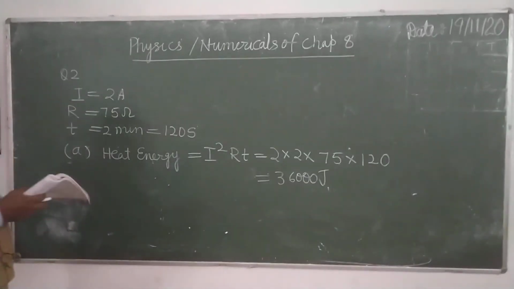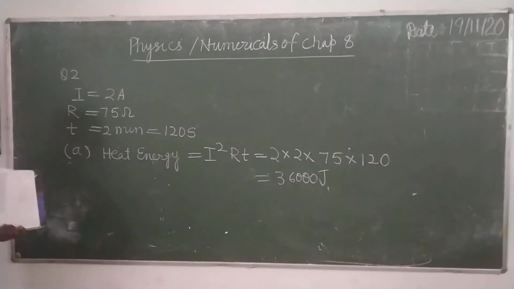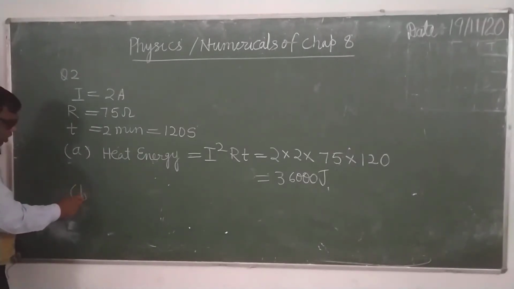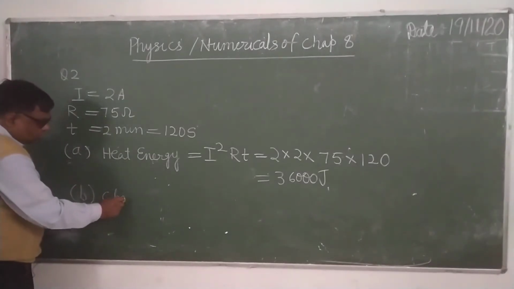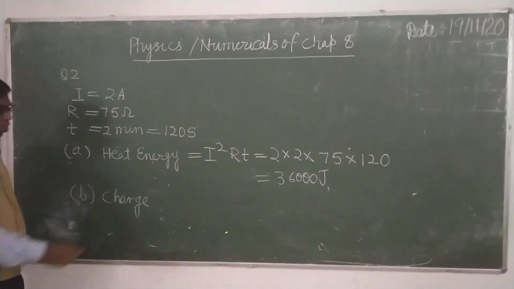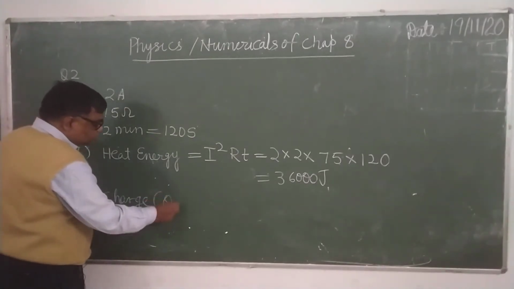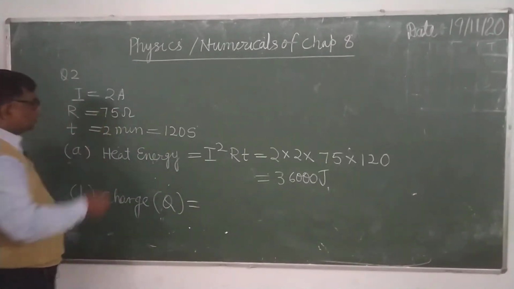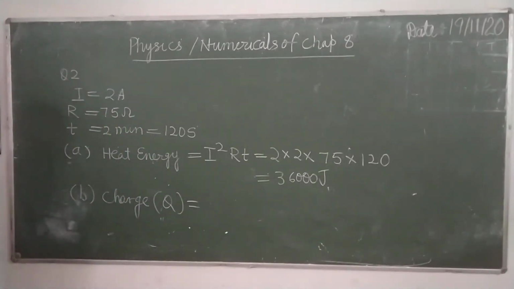Then you can see here how much charge is passed through the resistance. Charge. What is the symbol of the charge? Q. How much charge is passed? You have to find Q. How will you determine here? What is the formula of Q? Q equals to N into E.